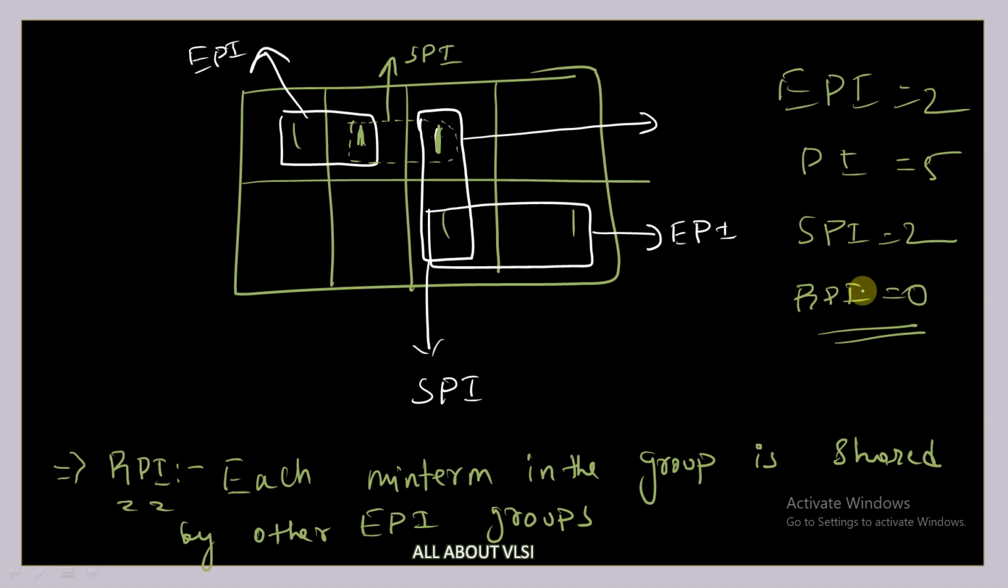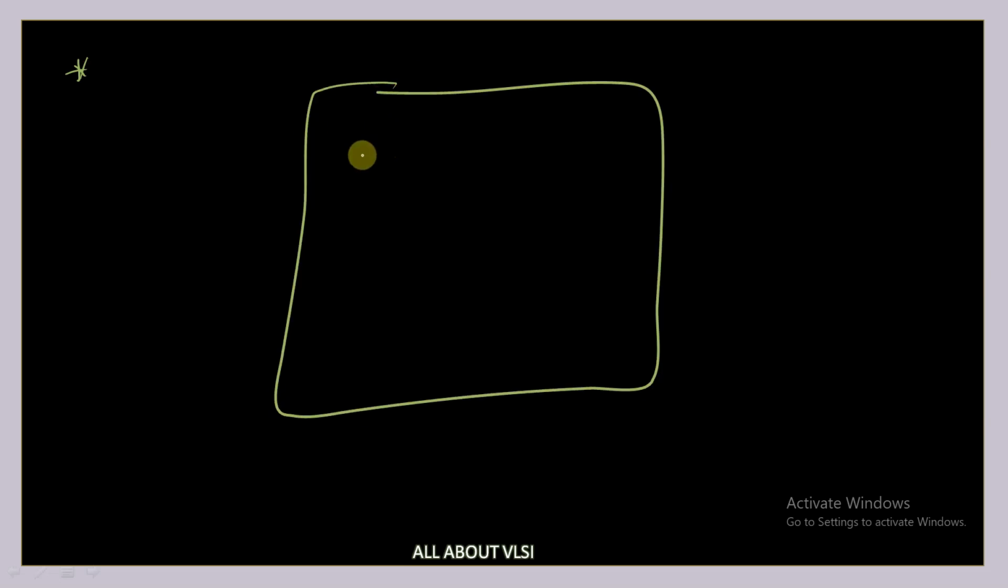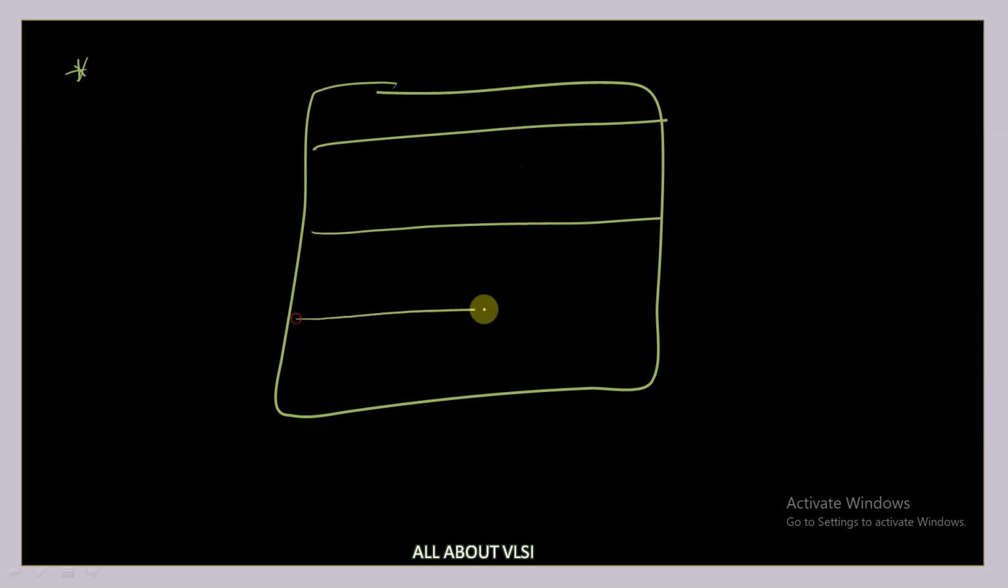So let me provide you some practice problems so that you can practice on this. One minute. Yes. So I will give one practice problem. Just try to find out how many PIs, how many EPIs, how many RPIs and how many SPIs are there. And the solution we will discuss in the next session. Okay. So let's say we have a four variable function like this. Total 16 cells we will have.